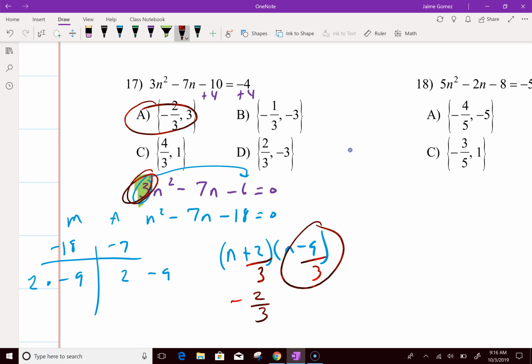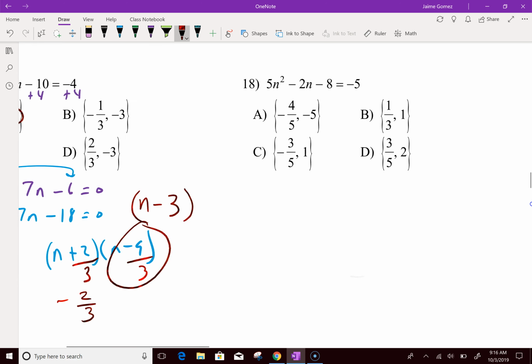This one right here will become negative 9 over 3, will become n minus 3. Then you change the sign for the root and it becomes a positive 3. That's why letter A is the answer.